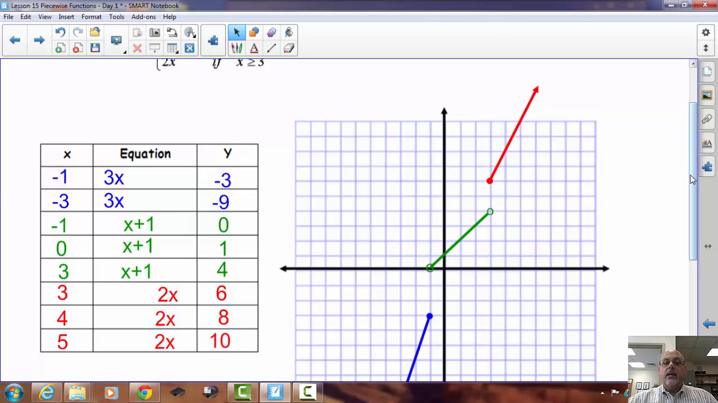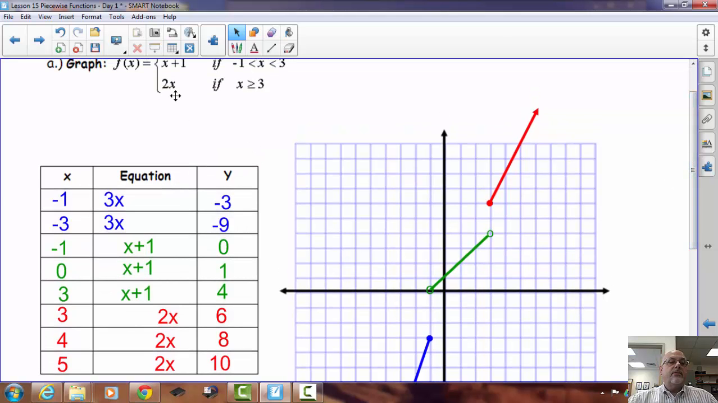Then I go to the last part of the function. It's f of x equals 2x if x is greater than or equal to 3. So again, I've got to start at 3 here. And I picked values of 3, 4, and 5. They gave me corresponding y values of 6, 8, and 10. Because my function is calling for x is greater than or equal to 3, I have a closed circle here at x equals 3. I've plotted the other points and I have the red line. So now our graph looks like this.